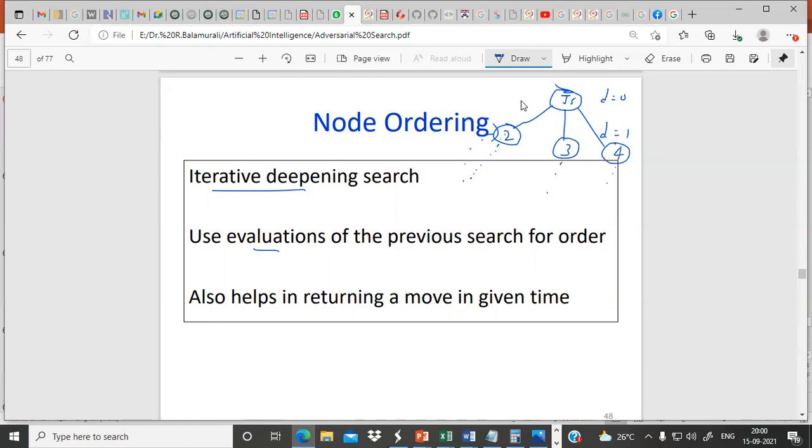Now we know this is a max node, so we know that this is the best one. It should be ordered in the reverse way. First 4 should come, then 3 should come, then 2 should come. Like that it will order. By ordering this, what will happen? We can prune more.